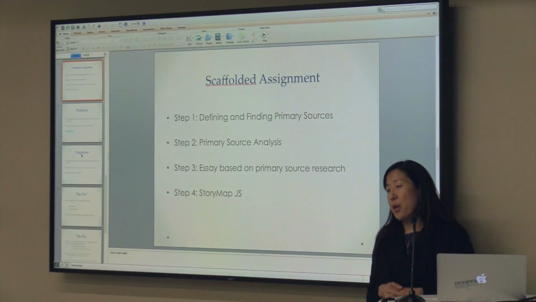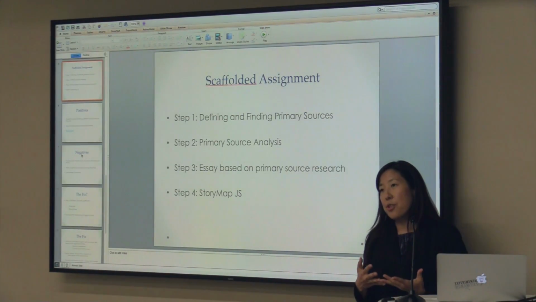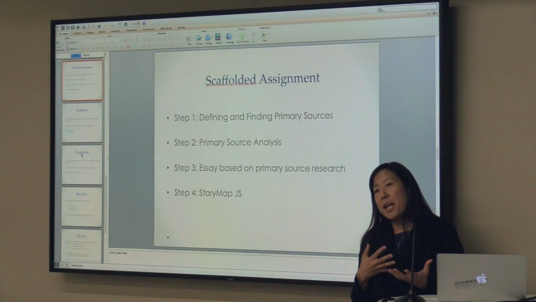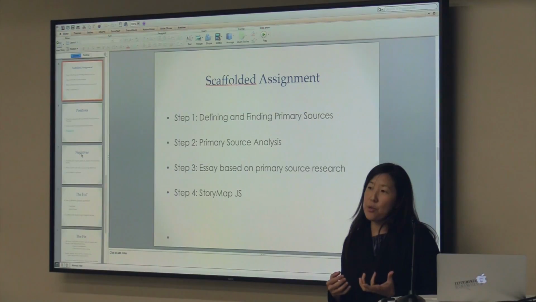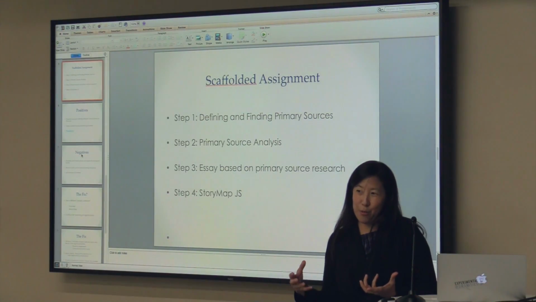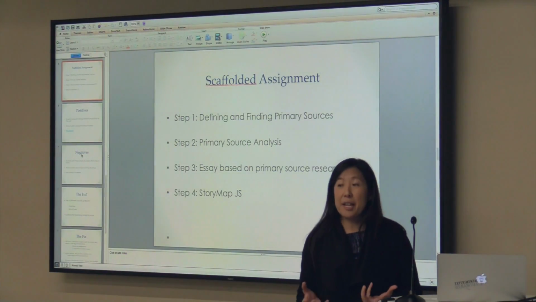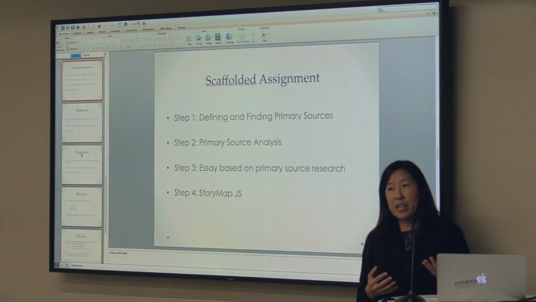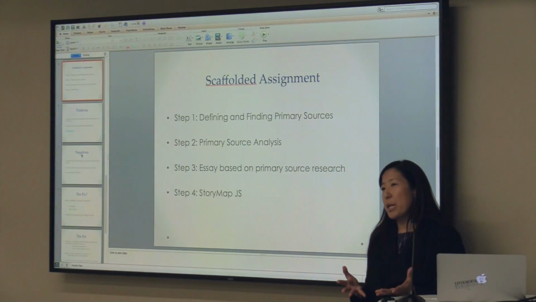Third, the students were asked to write an essay based on their primary source research, and in this essay, the students were asked to, again, compare and contrast the California perspective on a particular historical event with the so-called national perspective, which for the purposes of this assignment was represented by their textbook. Okay. And then finally, the students were broken up into groups and they created a story map.